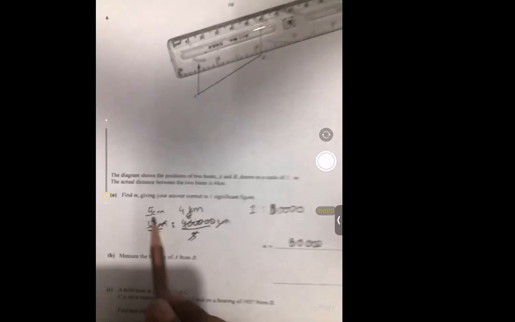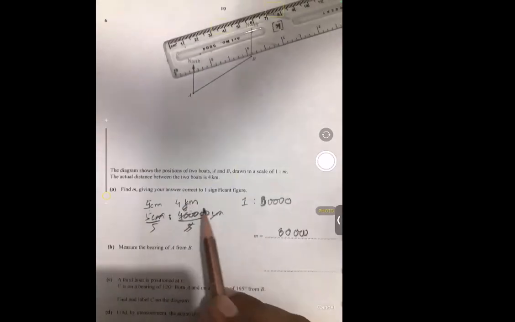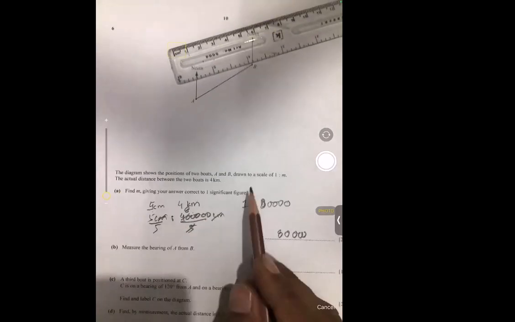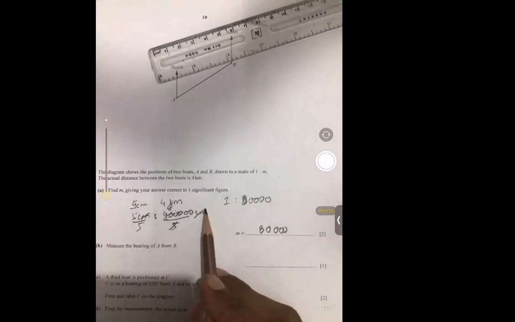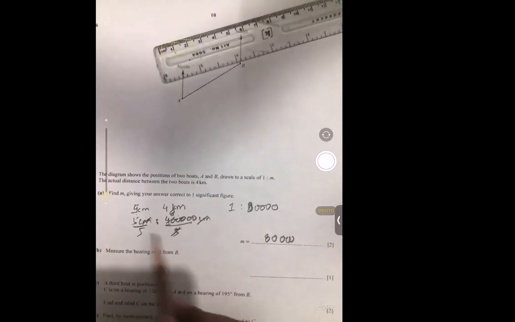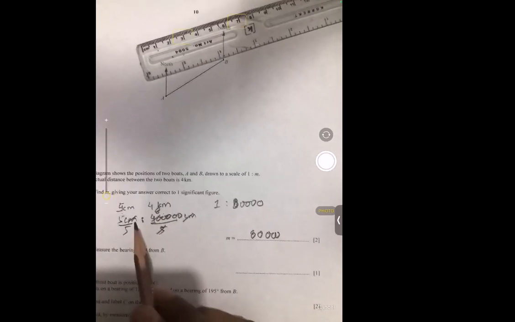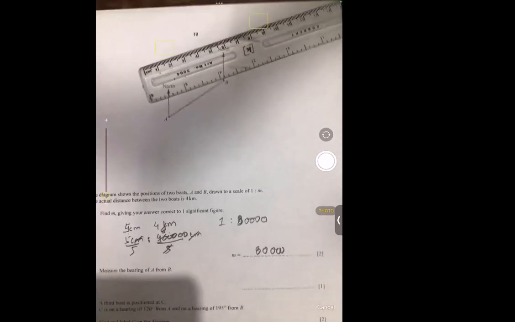So always remember, this is the map value. That is what you have measured from the paper. This is the actual value, the actual distance between the two boards. So this one over here refers to the map value. I just convert this 5 centimeter into 1. This 4 kilometer is also converted into centimeter because the unit should be the same before taking the ratio. Then I divide the whole value by 5. I got 1 is to 80,000. I got the value of M, which is 80,000 here.